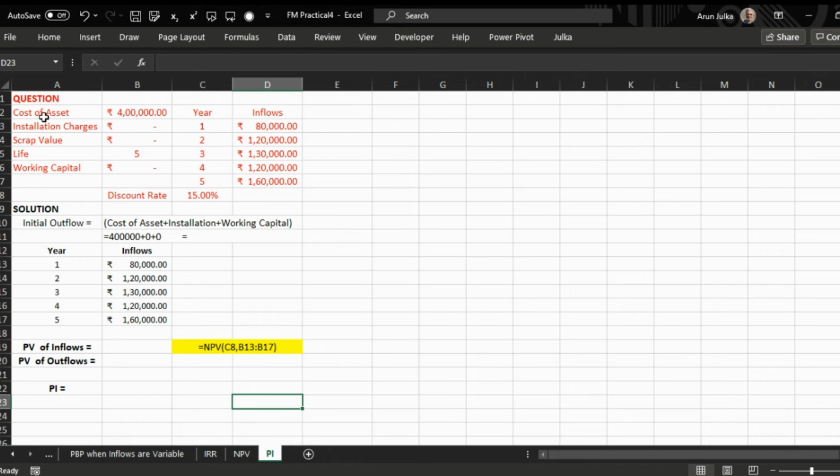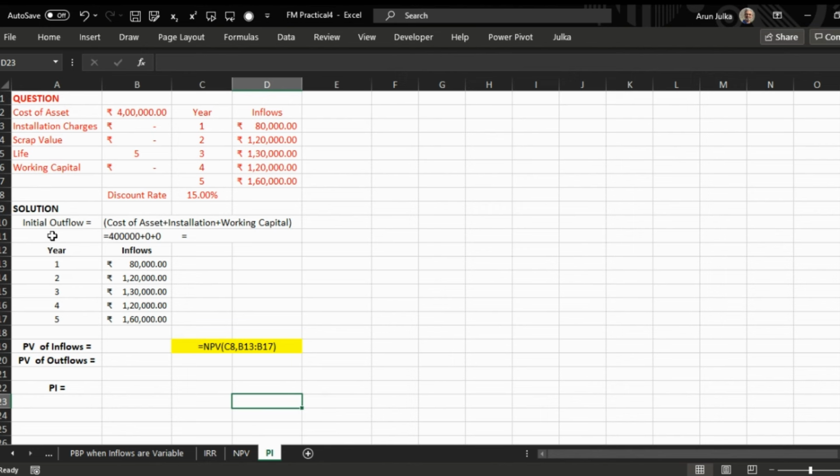In this question, cost of asset 4 lakh, installation charges nil, scrap value after 5 years nil, and the initial working capital required nil. The inflows of the first 5 years are 80,000, 1 lakh 20,000, 1 lakh 30,000, 1 lakh 20,000, and 1 lakh 60,000 respectively.